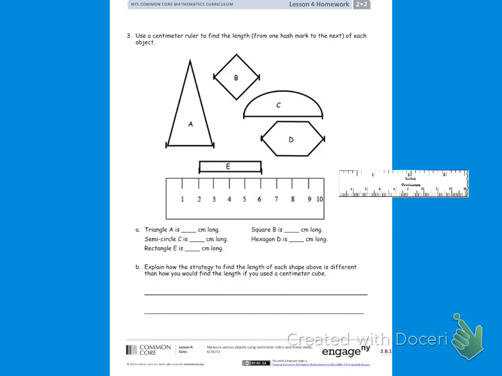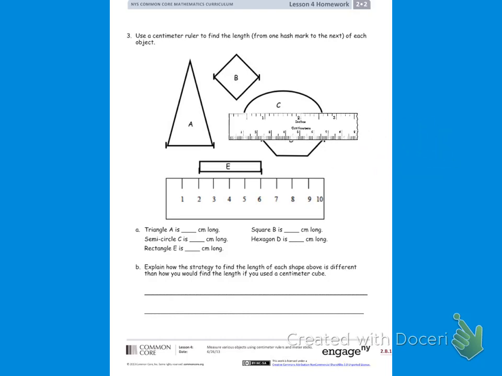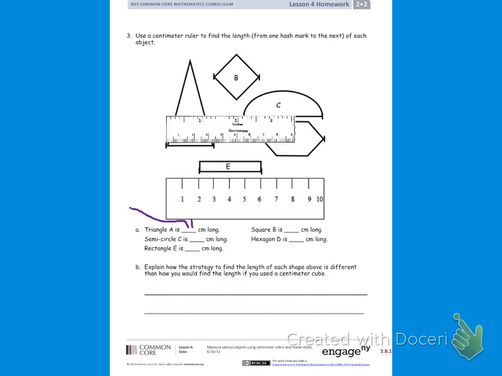So I've inserted a centimeter ruler into this presentation. In order to measure triangle A, I need to select my ruler and move it over to the hash marks on triangle A. Remember, the top numbers on my ruler are inches and the bottom numbers are in centimeters, as noted on the ruler. Once I have moved my ruler, I find out the closest whole number, since there are no fractions on this page, from slash mark to slash mark. And then I record my answer where it says triangle A is blank centimeters long.